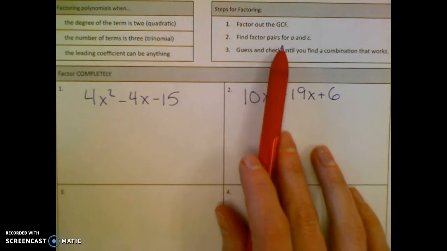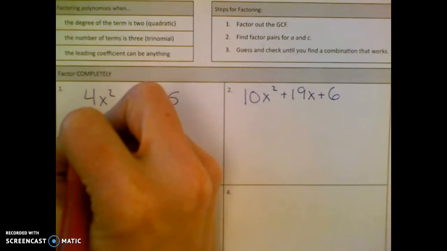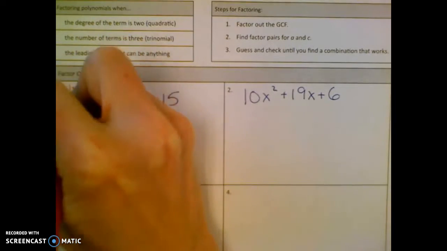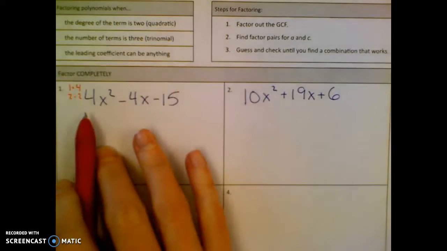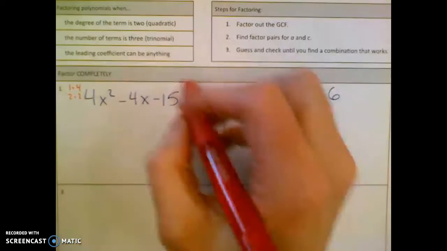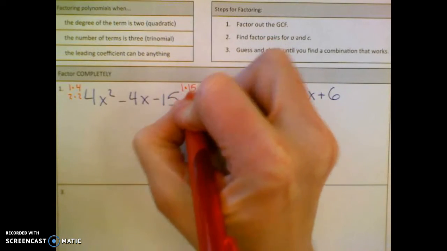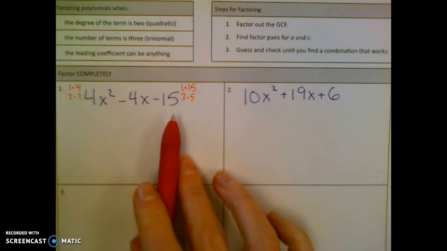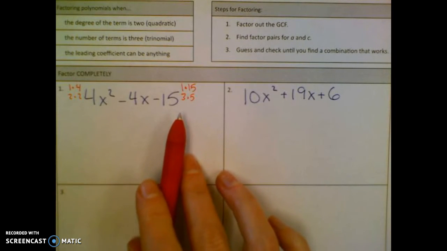I'm going to find factor pairs for A and for C. So now, because A is no longer prime, I am going to have a couple different options there. So to get 4, I could do 1 times 4 or 2 times 2. To get 15, I could do 1 times 15 or 3 times 5. So I do have a couple more combinations of things that I can actually try.